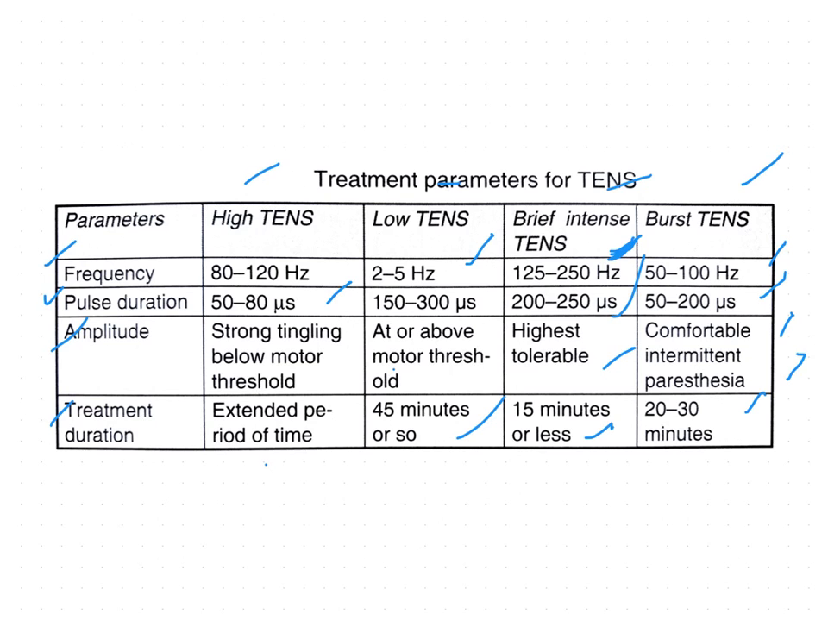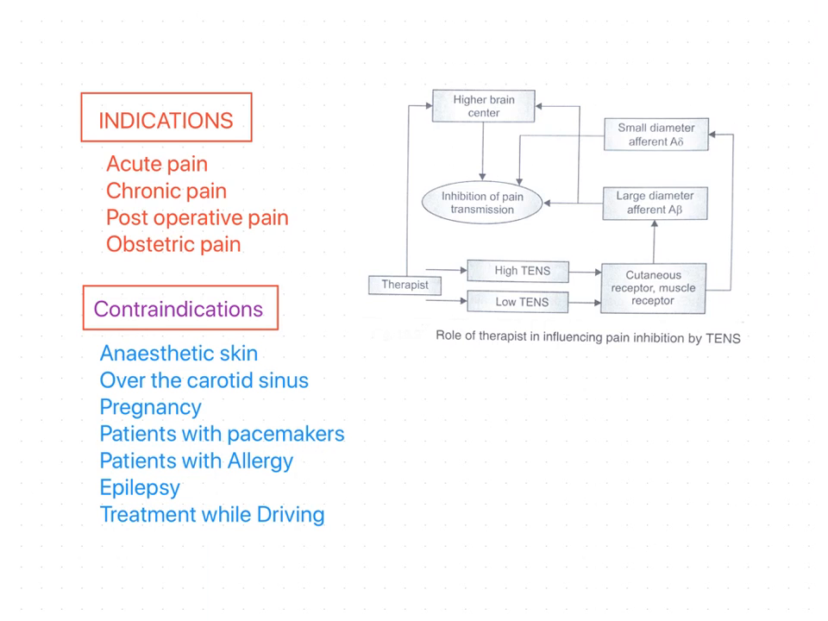So these are the treatment parameters, or we can say the dosage parameters, for different kinds of TENS. Now we will move on to the indications and contraindications. The indications: TENS mainly has an analgesic effect, that means pain relief. So the indications are mainly related to pain only, that is acute pain, chronic pain, and different other kinds of pain, that is post-operative pain and obstetric pain.